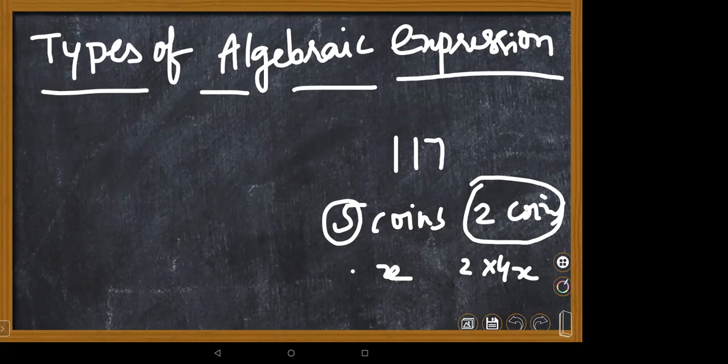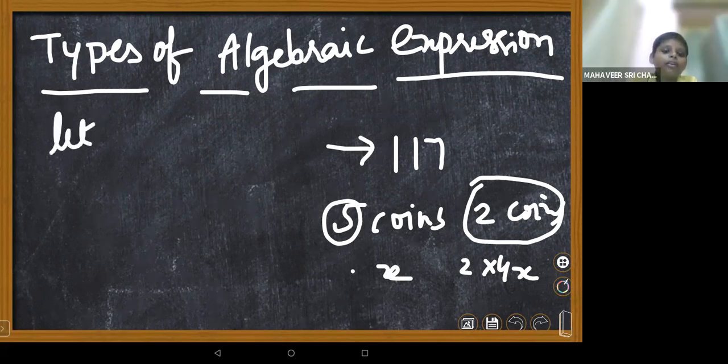Wonderful question. This is linear equations. You see, conditions are given. What are the conditions? The amount is given as 117. It is denominated as 5 rupee coins and 2 rupee coins. Let the 5 rupee coins be x, and the 2 rupee coins 4x.